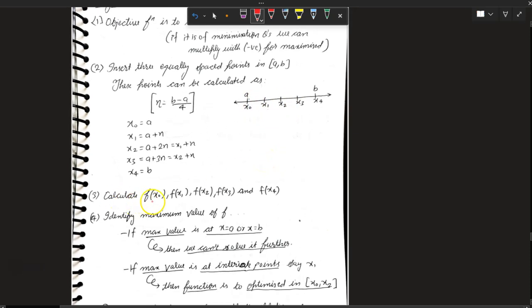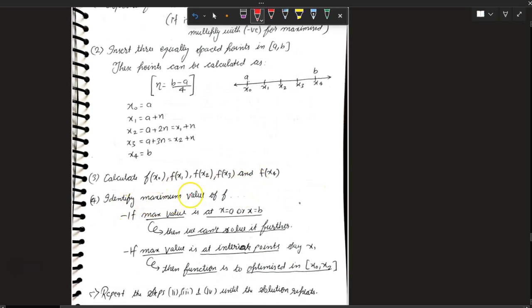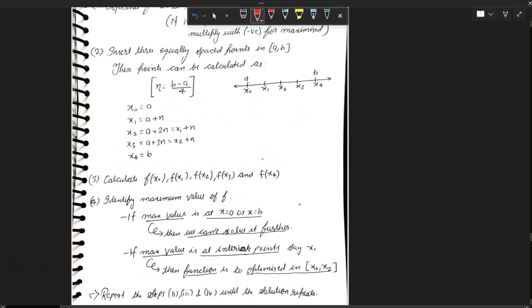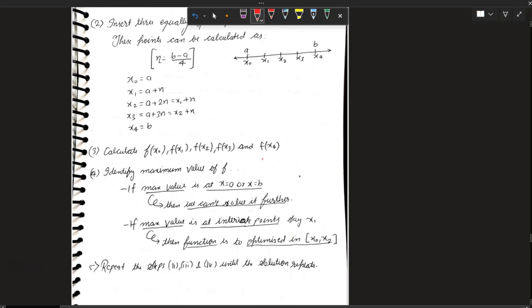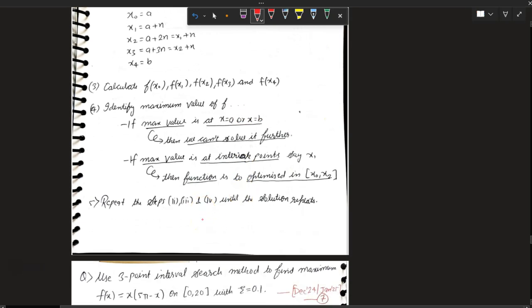Okay, so calculate fx0, fx1, fx2, fx3 and fx4. If the maximum value appears at any point, then take the second maximum value and take the negative. Okay, if the value is close to the given value in the question, then no need to iterate further. That will be the stopping position and that will be your answer.